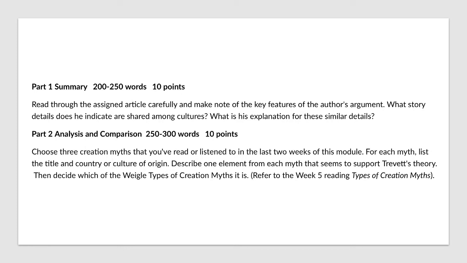Your discussion post has 2 parts. They're both due on Sunday. The first part is the summary. After you've read the Trabet article, I want you to summarize the key elements of his argument. What are the key things that he says appear in all of these creation myths, and why? That's the key thing. It's not so much what they are, but why they appear. What story details does he indicate are shared among cultures, and what is his explanation?